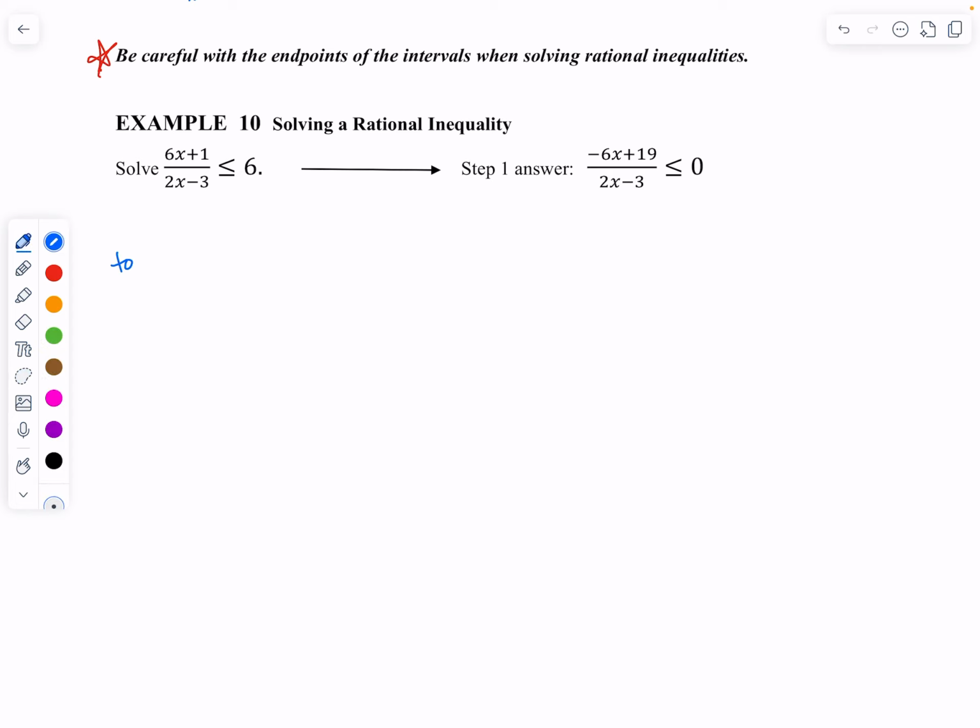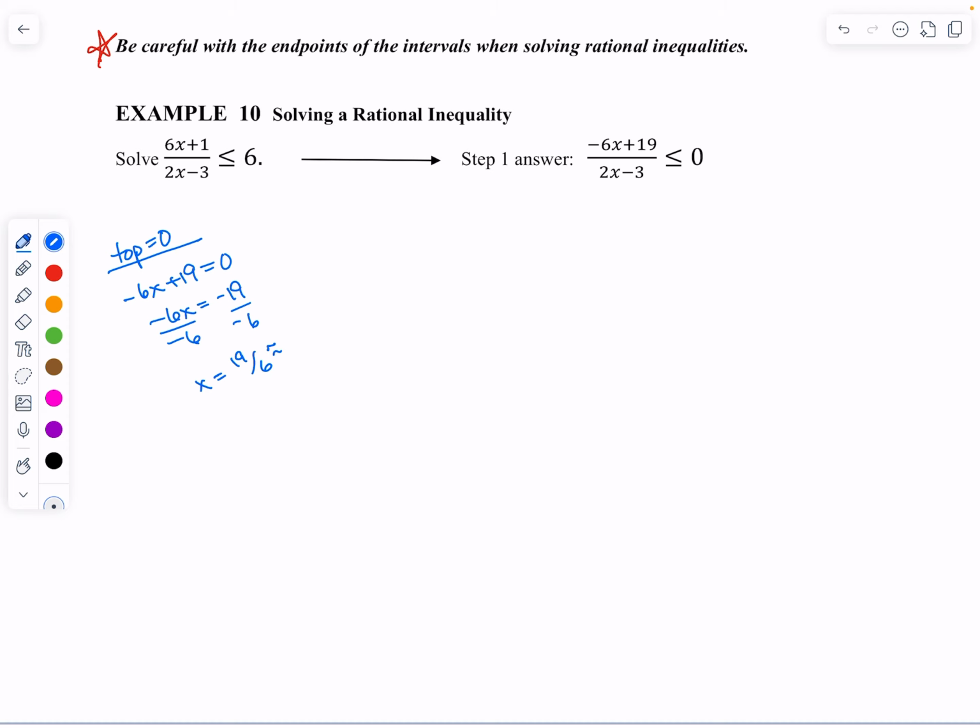So I need to see where the top is equal to 0. So minus 6x plus 19 equals 0. So minus 6x equals minus 19, divided by 6. So I get 19/6. That's one of my answers. 19/6 is about 3 1/6. That's just so I know where to put it on my little number line.